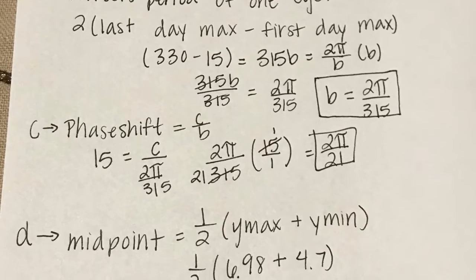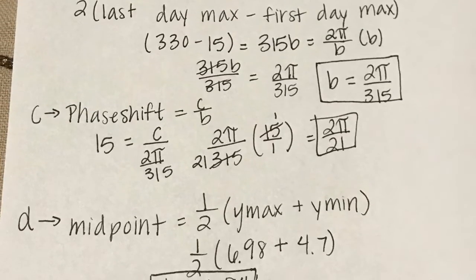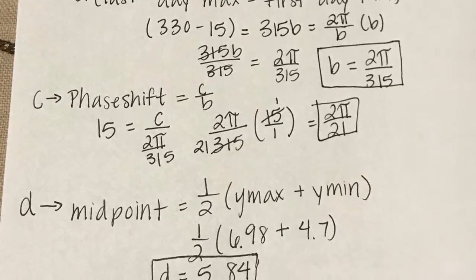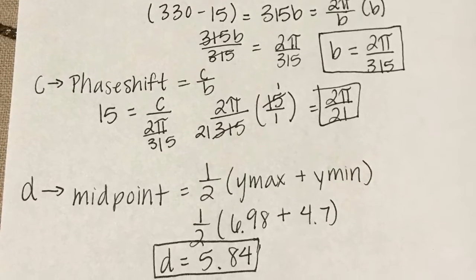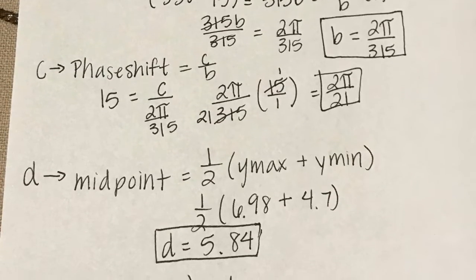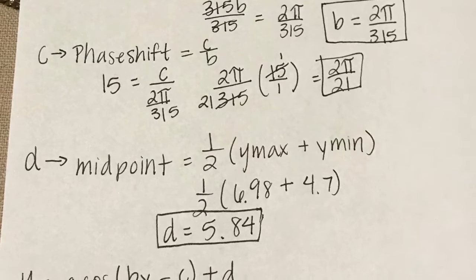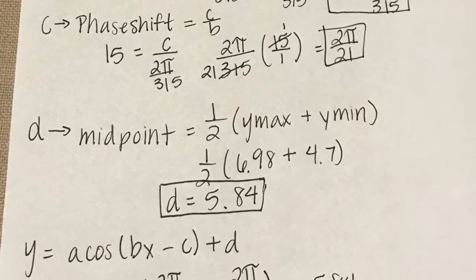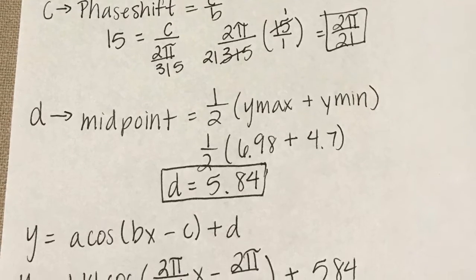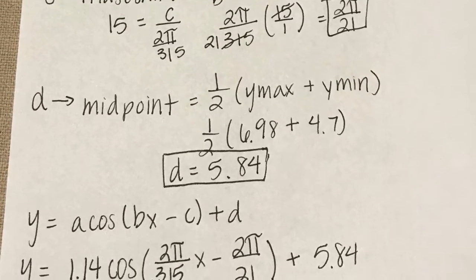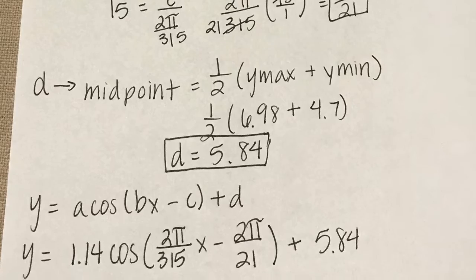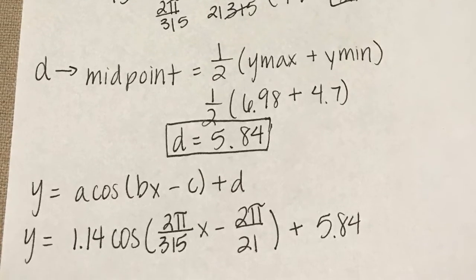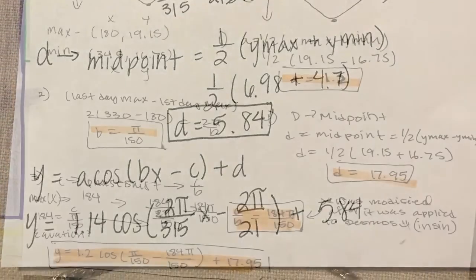To find the c, I used the phase shift, which is c over b. I used the maximum x, which is 15, and equaled it to c over my b. This left me with 2 pi over 21. To find the midpoint, which is d, I did 1/2 of the addition of y maximum and the y minimum. This left me with d equals 5.84. To get my final equation, I substituted all the letters into the equation of cosine.